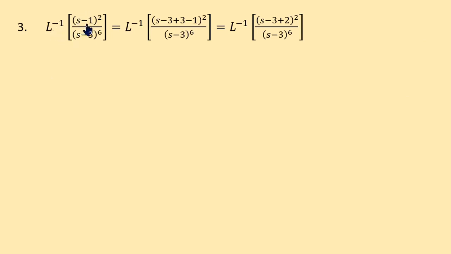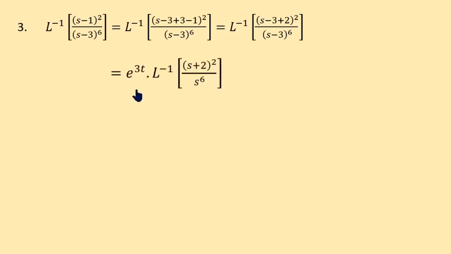here L inverse of s minus 1 whole square by s minus 3 whole power 6. Now denominator has only one term, s minus 3 whole power 6. Therefore, numerator s is replaced by s minus 3 plus 3. This s is nothing but s minus 3 plus 3. Then this minus 1. Just write s as s minus 3 plus 3. Now this is a function of s minus 3. See this, s minus 3 plus 3 minus 1 is plus 2, whole square by s minus 3 whole power 6. Now s minus 3 is replaced by s, multiplied by e power 3t.